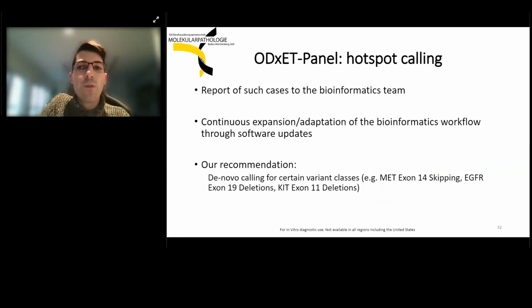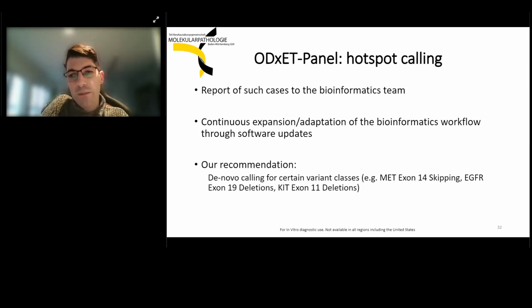So what we need to do in some cases, so we recommend reporting such cases to the bioinformatics teams of Thermo Fisher. And fortunately, there's continuous expansion and adaptation of the bioinformatic workflows through software updates. However, the colleagues need to know. So whenever you find a variant like this, you should report it to the team so that they know and improve.